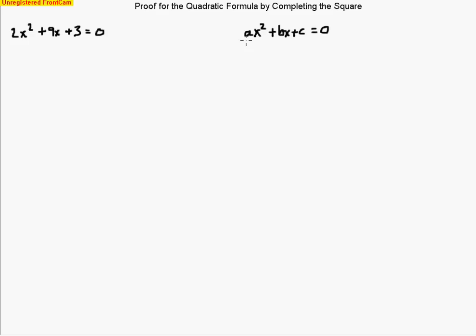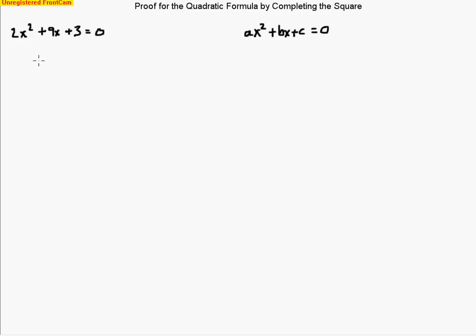In place of the 2, I have an a, so ax squared. In place of the 9, I have a b, so bx. In place of the 3, we have a c. So they're done exactly the same. It's the same work. It's just, instead of numbers, we're going to use just variables.